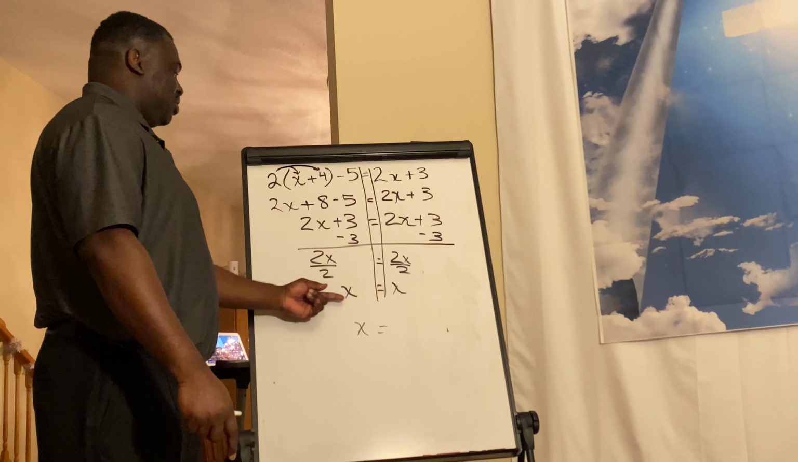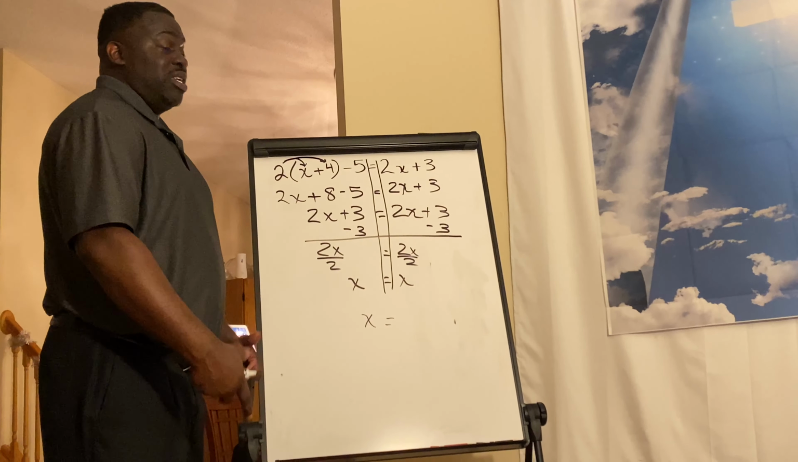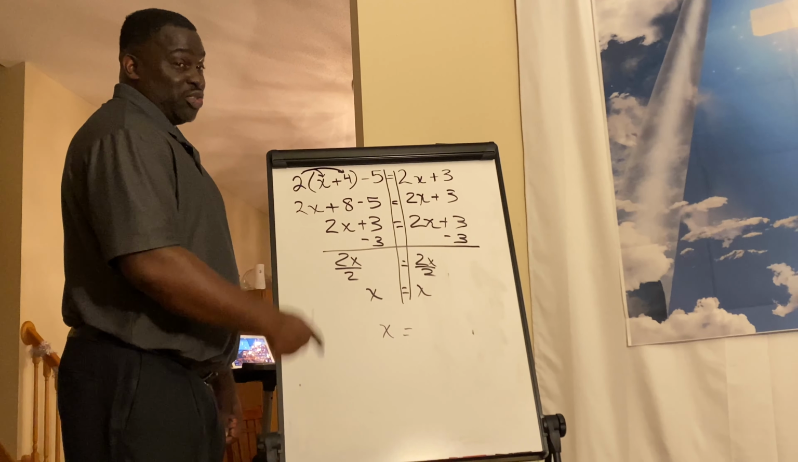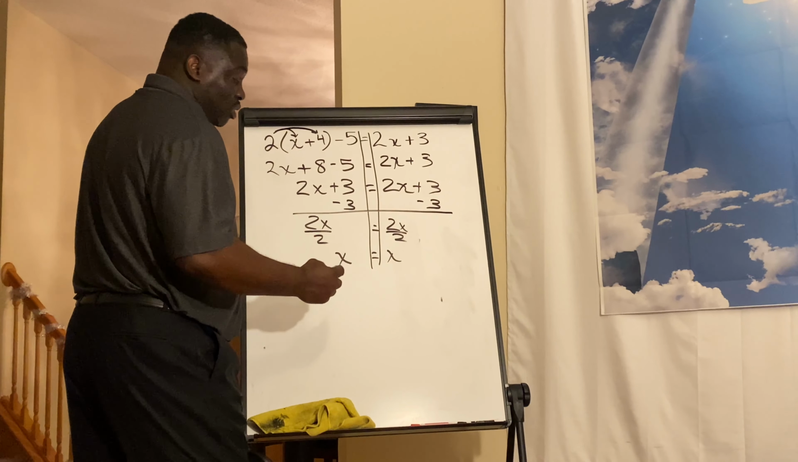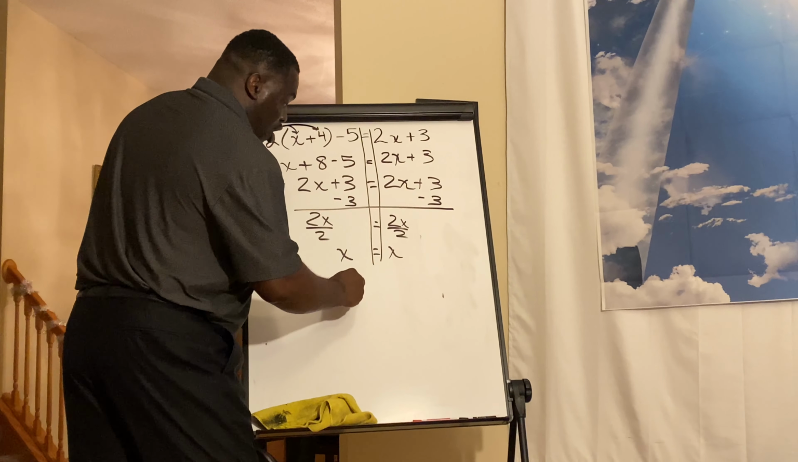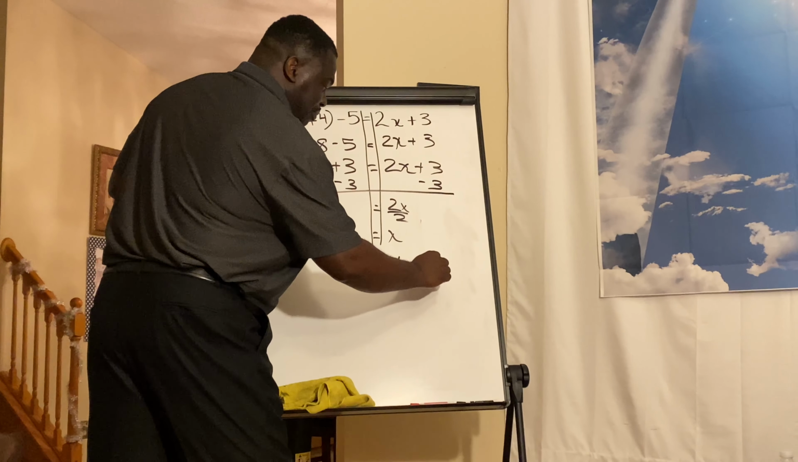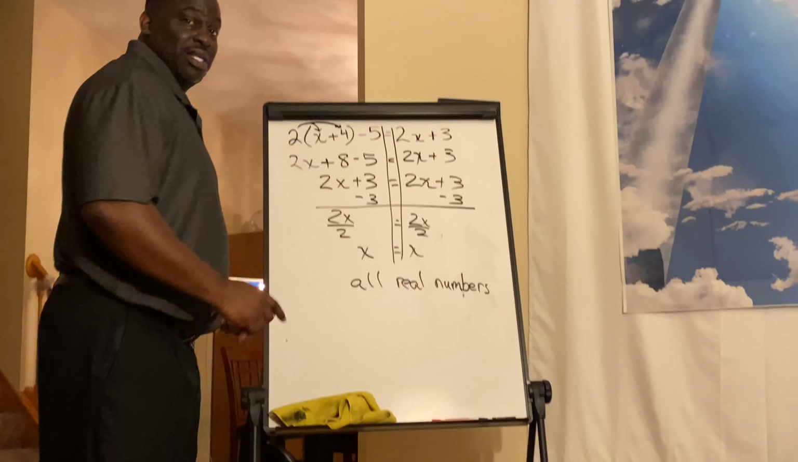Oh, 7. 7 equals 7. 29. 29 equals 29. A billion. 1 billion equals 1 billion. All right? That's a wrap. So at this point, that means all real numbers will work. So our answer is actually all real numbers. All right, there it is.